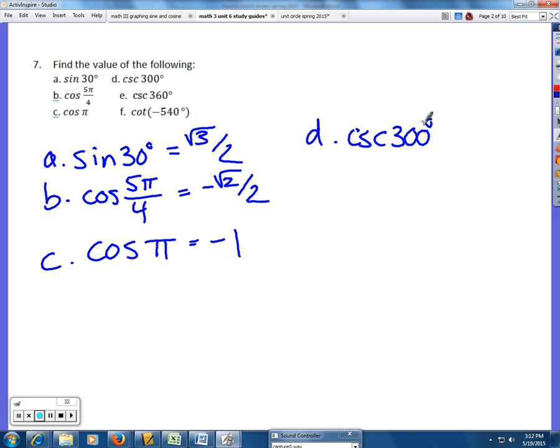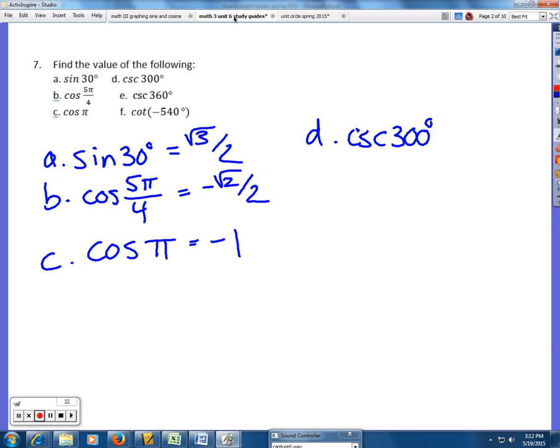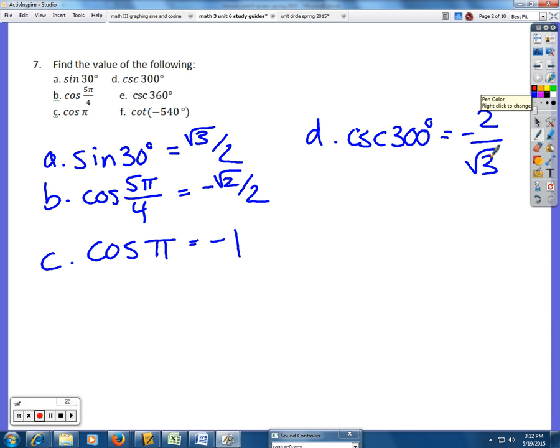Okay, so now I'm going to have to do a little figuring in here. 300, I need the sine, because cosecant is the reciprocal of sine. So I want the reciprocal of negative square root of 3 over 2. The reciprocal of negative square root of 3 over 2 would be negative 2 over square root of 3. However, we cannot leave a radical in the denominator. So I need to rationalize my denominator by multiplying by square root of 3 over square root of 3.